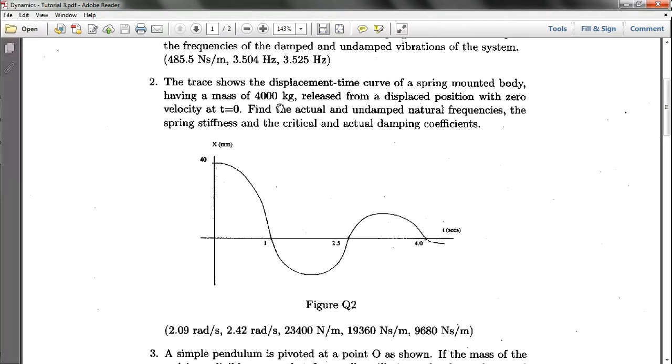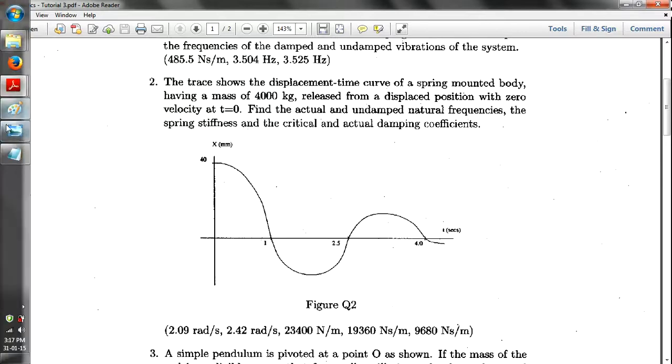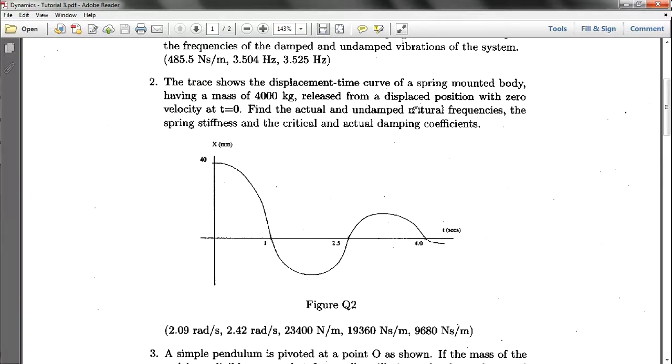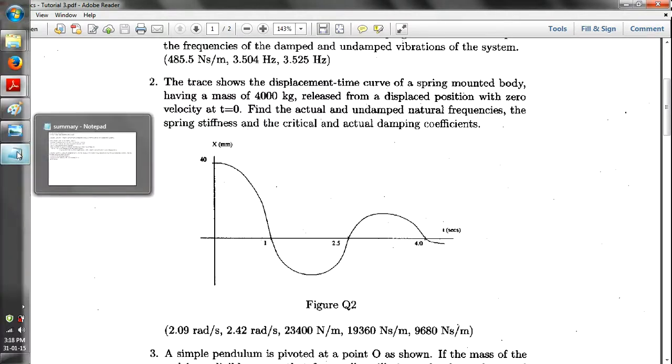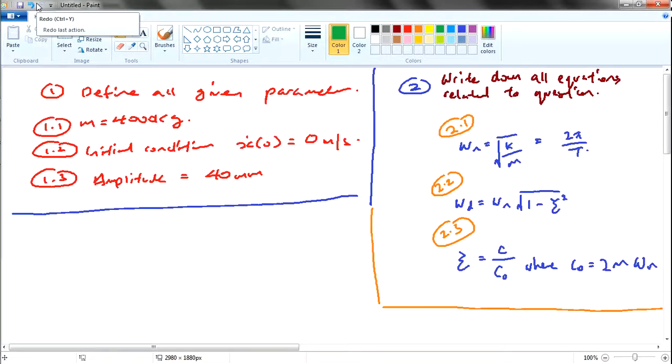You have a mass of 4,000 kg, and it's released from the rest position. This is the initial condition at t equals 0. You're asked to find natural frequency, spring stiffness, and all these things. Like last time, we first define all given parameters, and then we write down all the equations related to what the question asks.